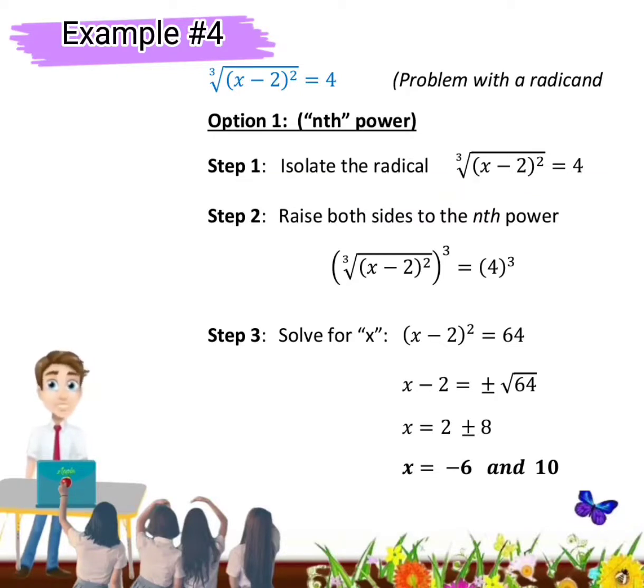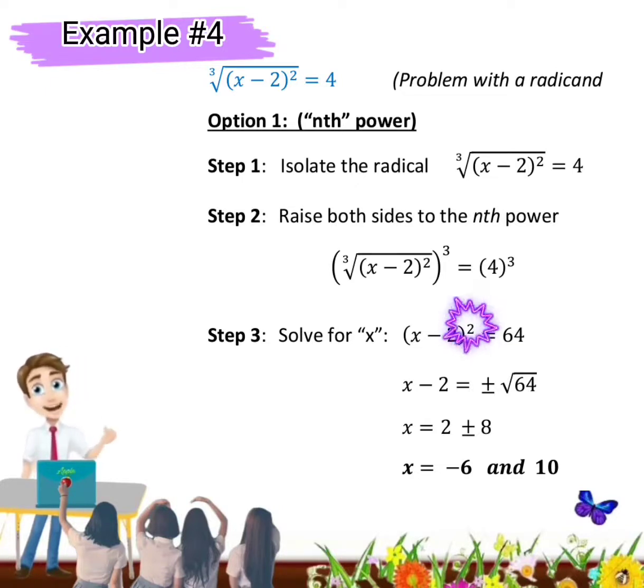Now, how can we remove the radical in the left side? Since the index is 3, we're going to raise both sides to 3. So that is the cube root of the quantity x minus 2 raised to 2, then raised to 3. It is equal to 4 raised to 3. Since we already raised the left side to 3, we can now remove the radical sign. So what is remaining in the left side is the quantity x minus 2 raised to 2. And getting now the cube of 4, that is 64.